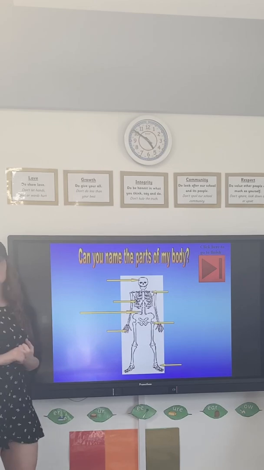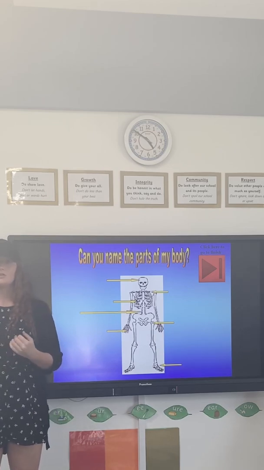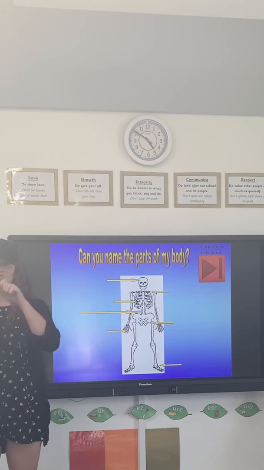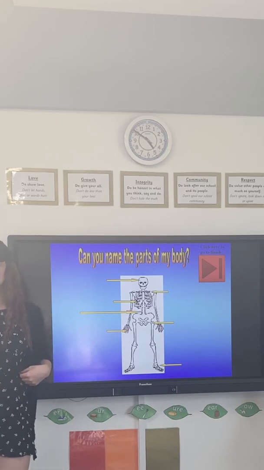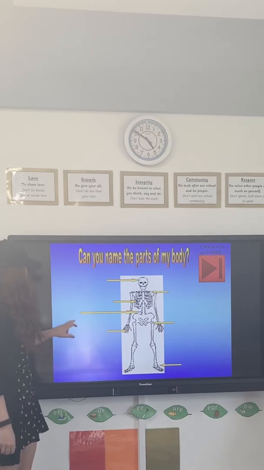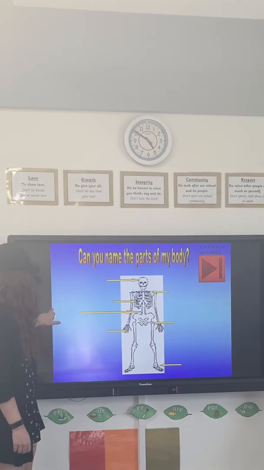If you do know, it'd be a really good time to pause the video now, and then you can write them down on a piece of paper or draw your own skeleton and see whether you can do it already, which would be fantastic. Then we'll look at the functions. So I'm going to go through the bones now.